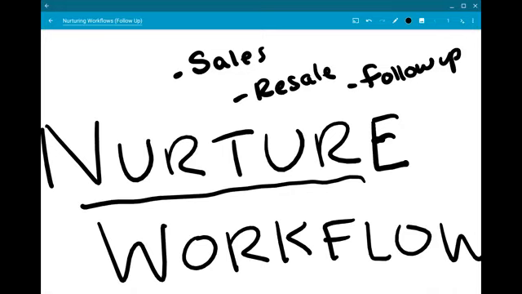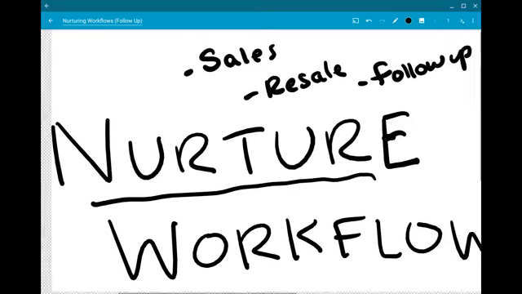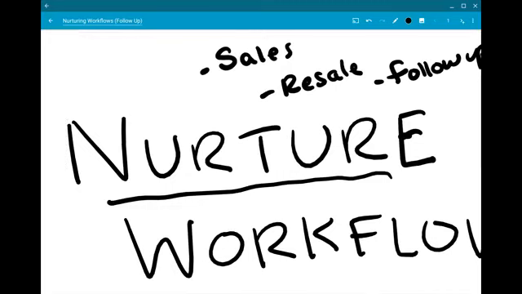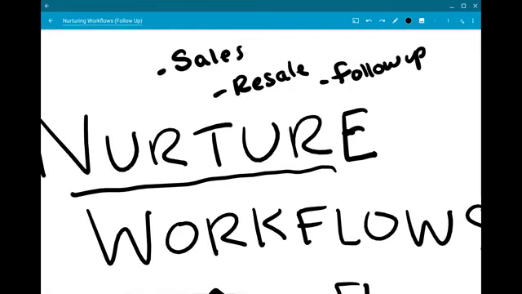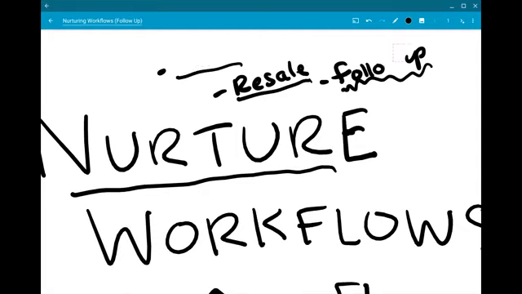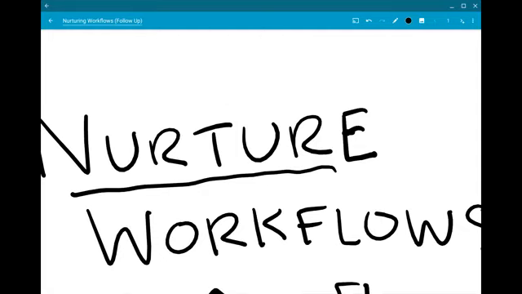Why I like to use the word nurture is because it implies more of building the relationship, helping where you can help, giving back, doing things that are not asking things of your people. You don't always want to be selling. You don't also want to be reselling. And you don't also want to be, hey, did you see my email? Did you see my email? You just become the needy friend. So instead, I use the term nurture to give a better style to what I refer to when I'm talking about nurture workflows.